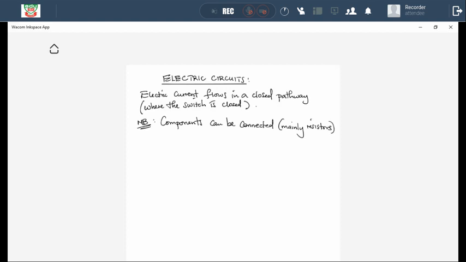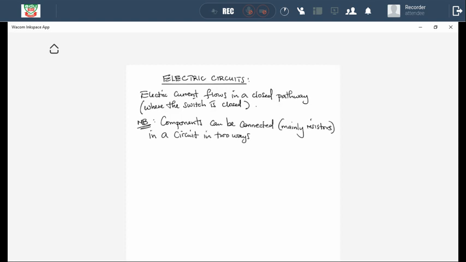When we determine whether a circuit is a series circuit or a parallel circuit, we are looking at the way the resistors are connected. I think for grade 10 level, it is very correct for us to make that conclusion: we look at the way the resistors are connected, and then we can tell whether a particular electric circuit is a series circuit or a parallel circuit. So components can be connected in a circuit in two ways.